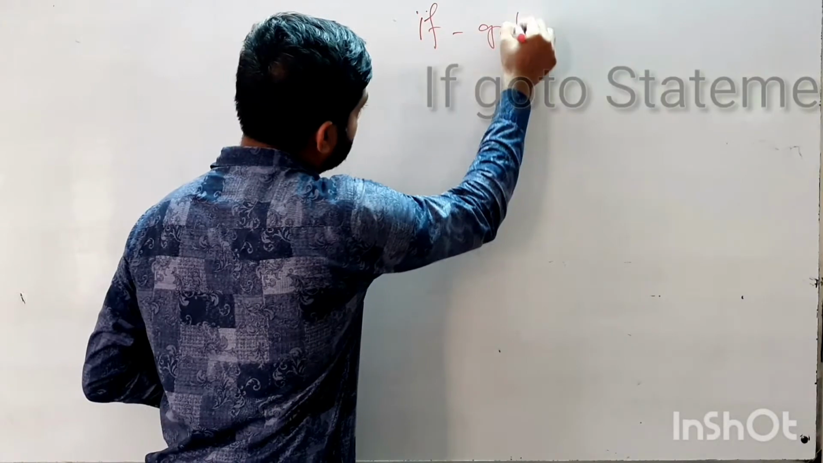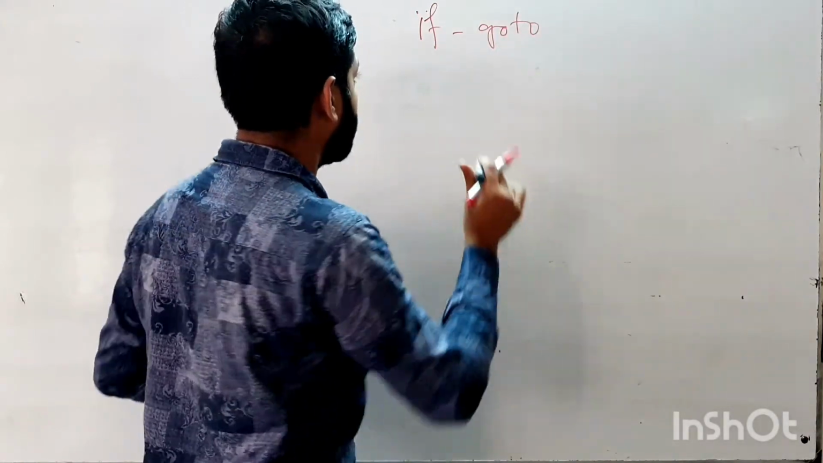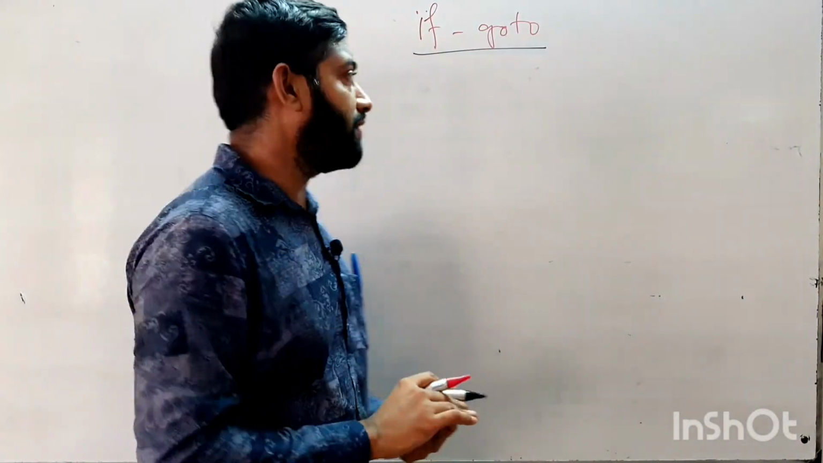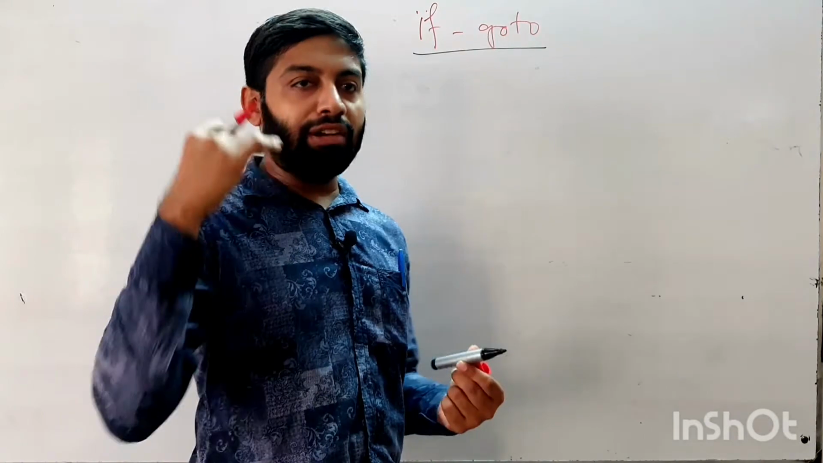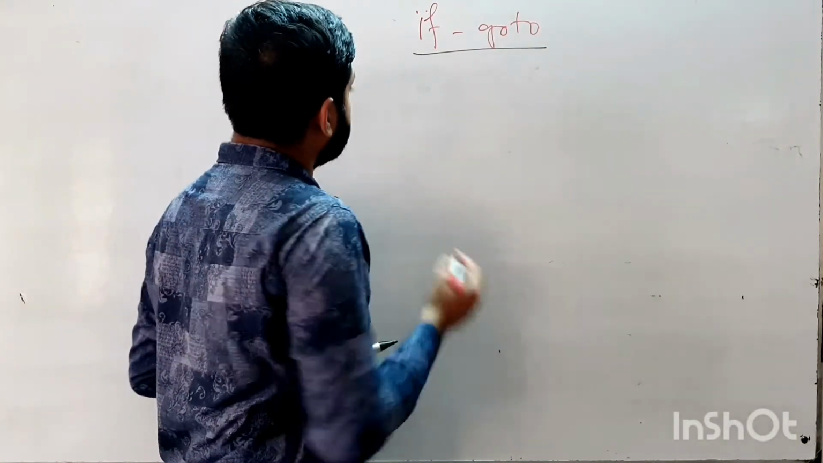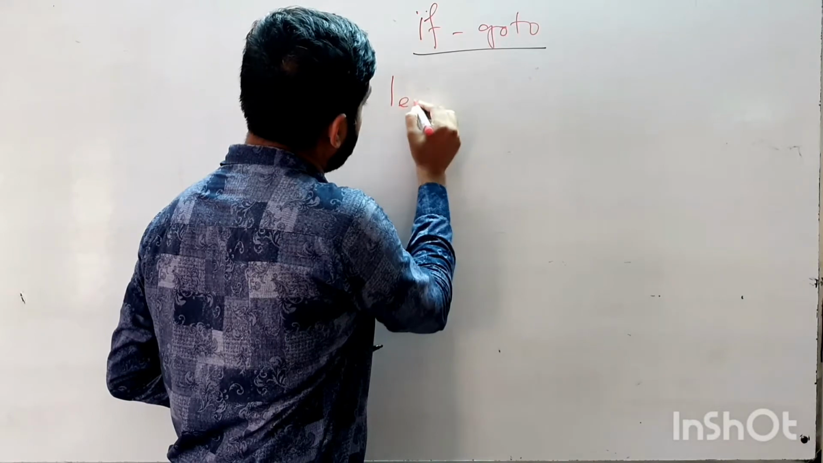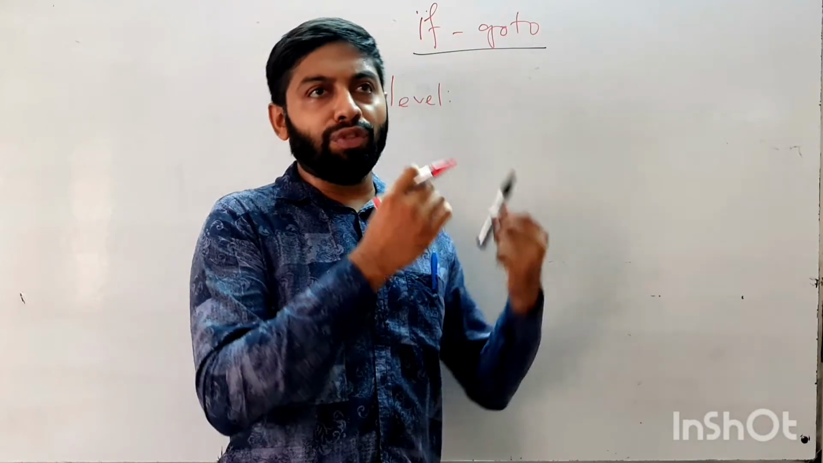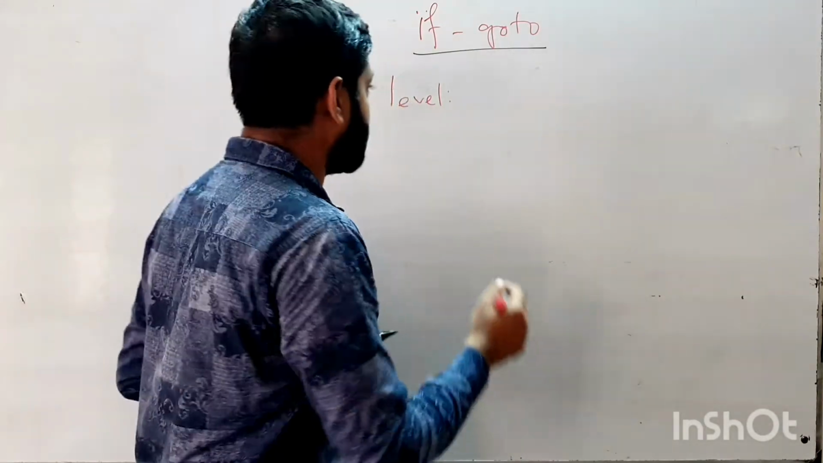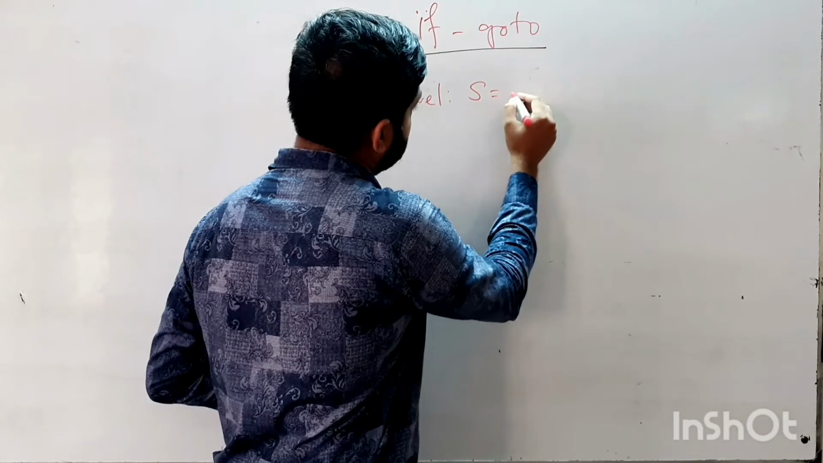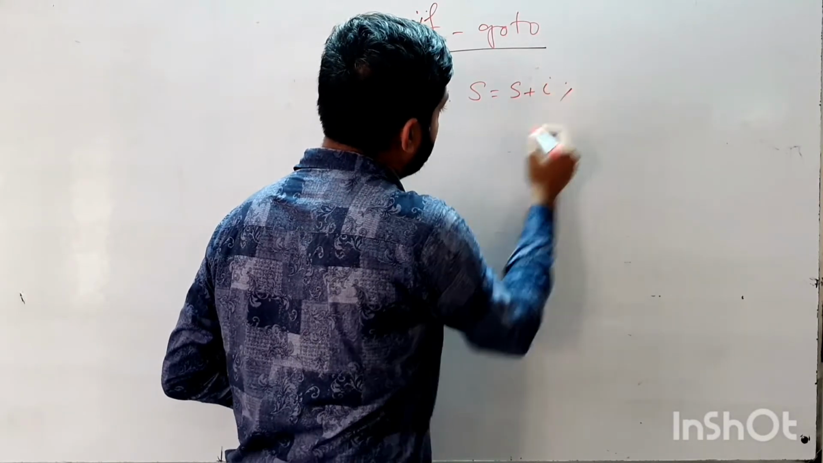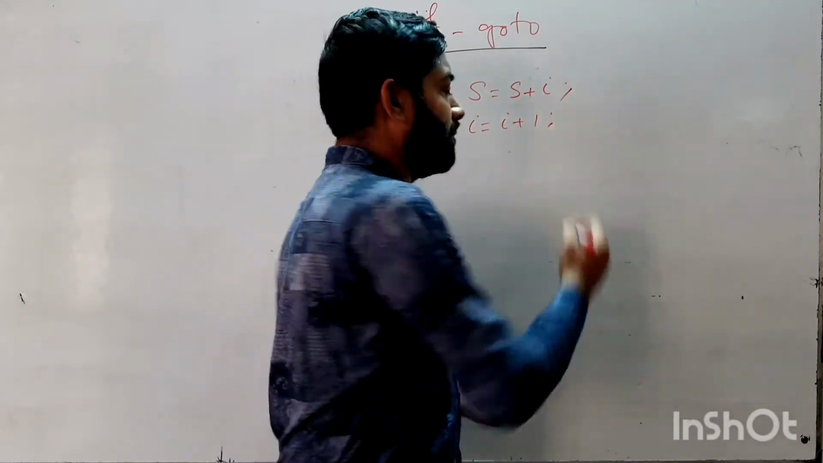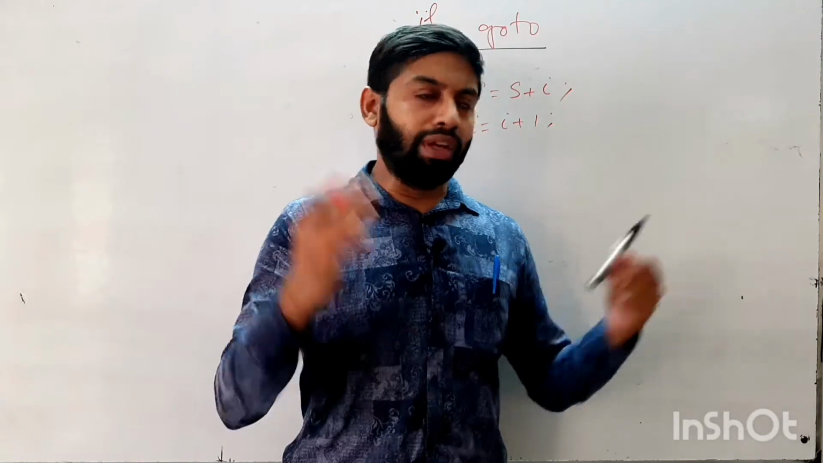If goto. So first of all, I am going to show you the format of if goto. In if goto, you have a jump and branch. So first I create the branch. In this branch, you have some working statements, for example s equals to s plus i and i equals to i plus 1 or something. That means the working statements we have to follow.